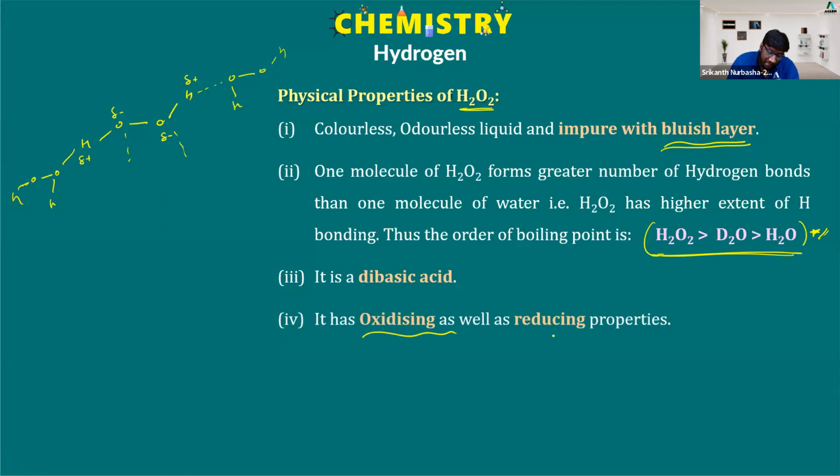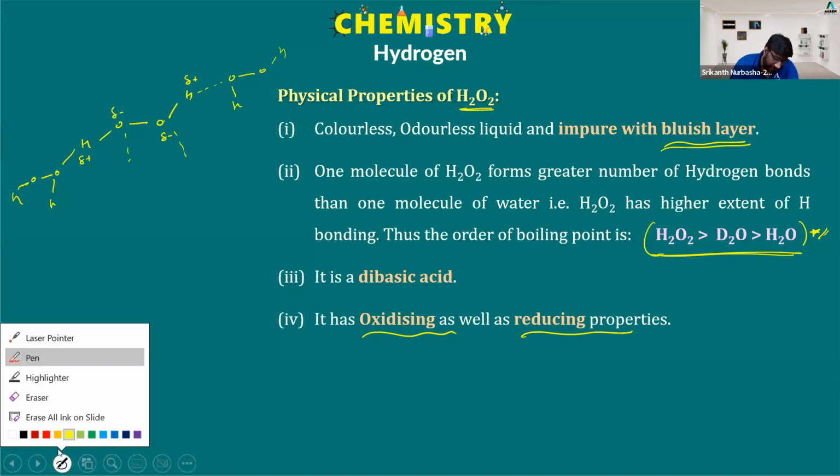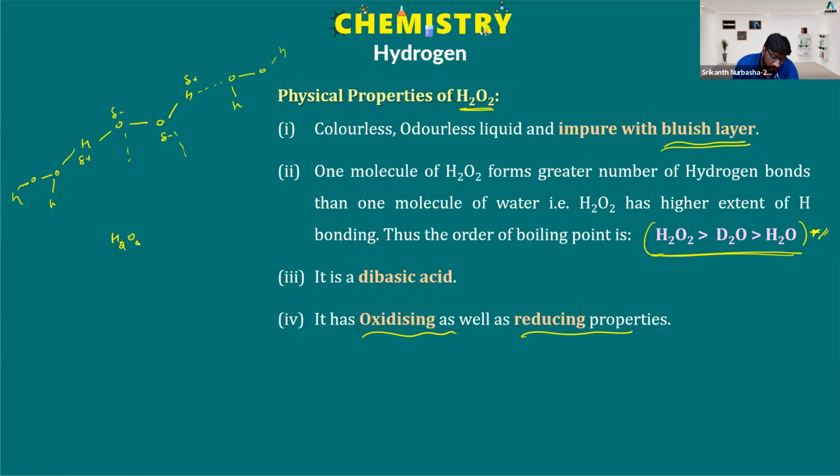It has oxidizing as well as reducing properties. This is also quite important. That means whenever H2O2 is acting as an oxidizing agent, in H2O2, what was the oxidation state of oxygen? -1. The oxidizing agent will undergo reduction. So -1 to -2 state. That means H2O2 will be converting into H2O, where oxygen will be in the -2 state, that is, the oxidation state of oxygen has been reduced.